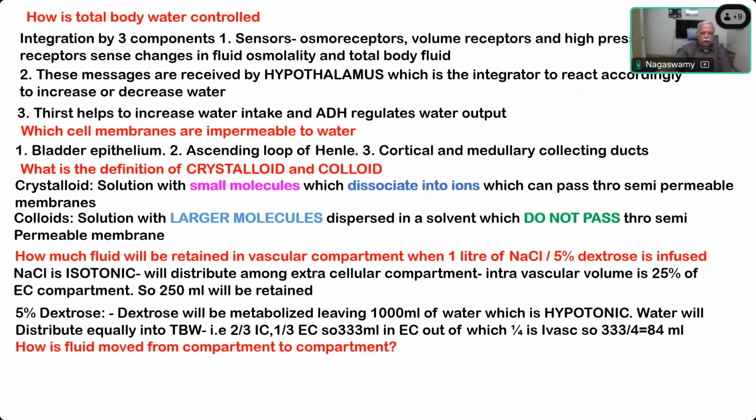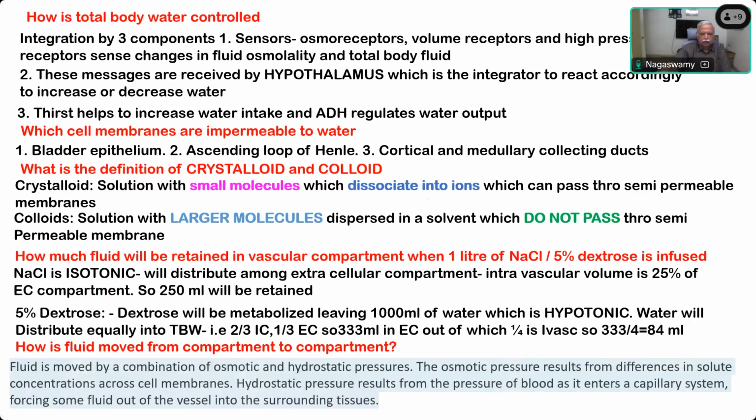How is fluid moved from compartment to compartment? What factors govern the movement of fluid? Pressure gradient and concentration gradient, by a combination of osmotic and hydrostatic pressures. The osmotic pressure results from difference in solute concentration across cell membranes. The hydrostatic pressure results from the pressure of blood as it enters the capillary system, forcing some fluid out of the vessel into the surrounding tissues.